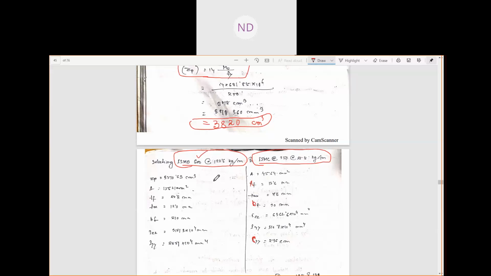For now, since we got the economic depth to be 600, I think 20 or something like that, we'll check with 600, considering the section ISMB 600 and the ISMC channel section 350. With these properties we got here, I was talking about this CYY.